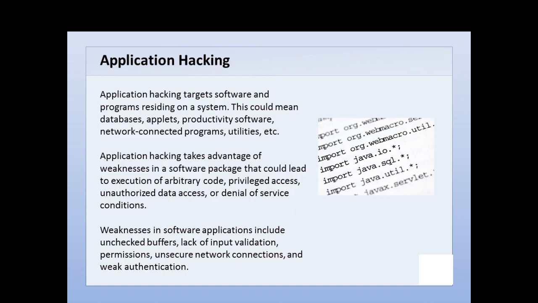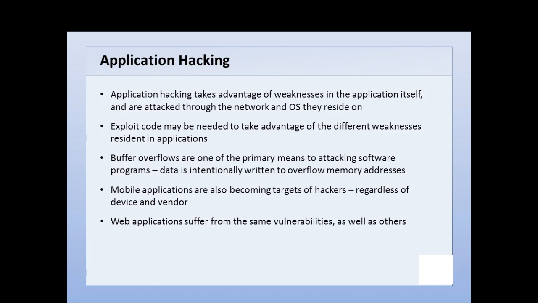Now, these weaknesses in the software applications, things like I mentioned, include unchecked buffers, lack of input validation, maybe even weak permissions or unsecure network connections. Maybe the application is using something like FTP or Telnet, for example. And weak authentication, weak password authentication possibly might be an issue. So in some cases, it might be weaknesses in the applications themselves, but in other cases, it might be weaknesses in the environment that the application sits on. And maybe the application is not prepared to deal with some of the things that it expects the OS or the network to protect it from. In any case, application hacking takes advantage of these weaknesses that are in the application itself.